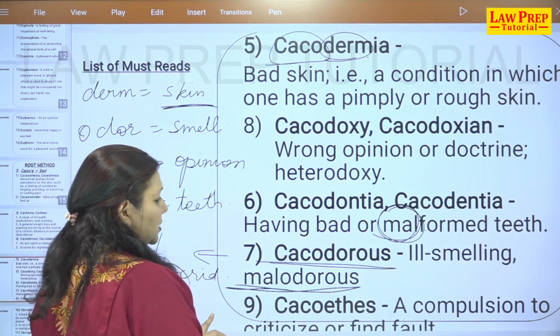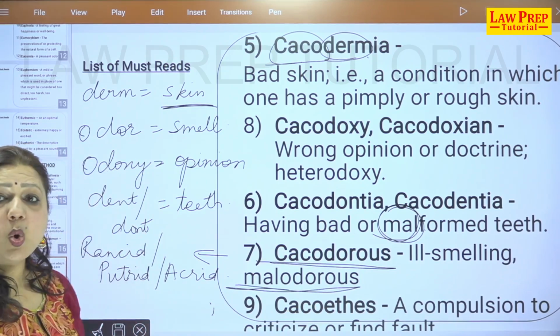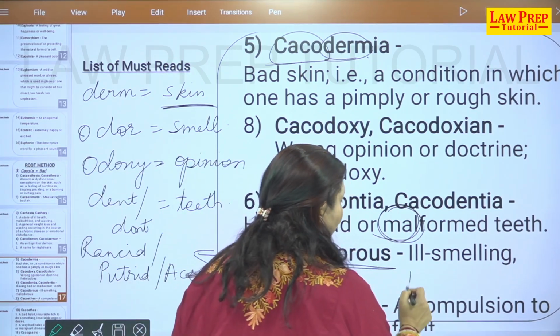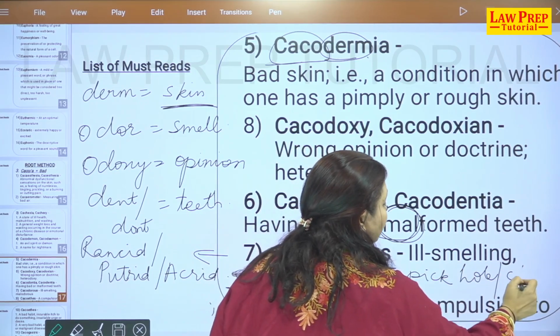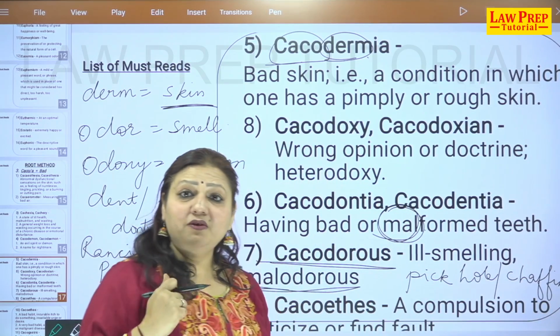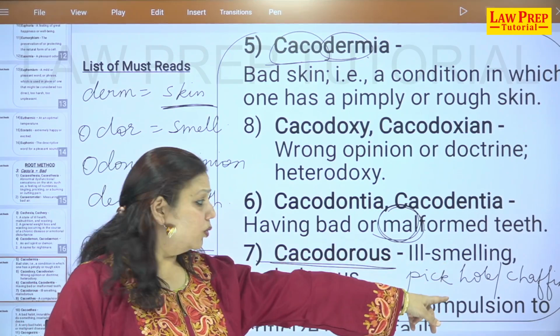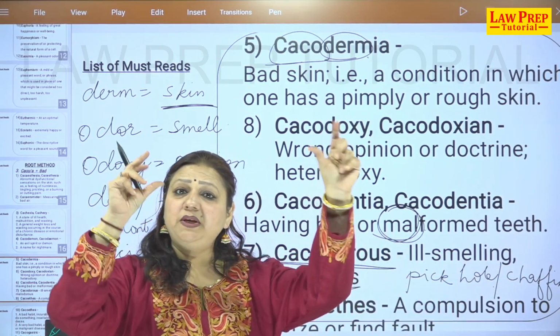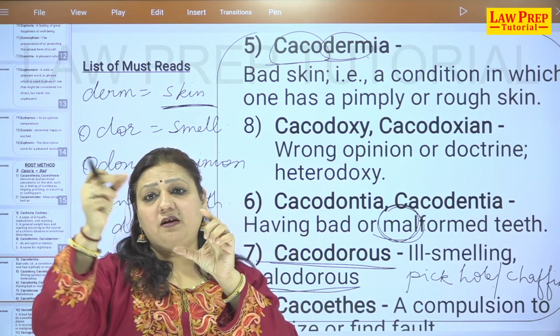Cacoethes is a compulsion to criticize or find faults. Some people have a habit of picking holes. The idiom we use, pick holes. Some people have a habit of chaffing. This is used from agriculture. The field of agriculture has offered us this word. That is chaffing. What is chaffing? Chaffing simply means removing the cover of the grain. This is grain, you remove the cover of the grain.